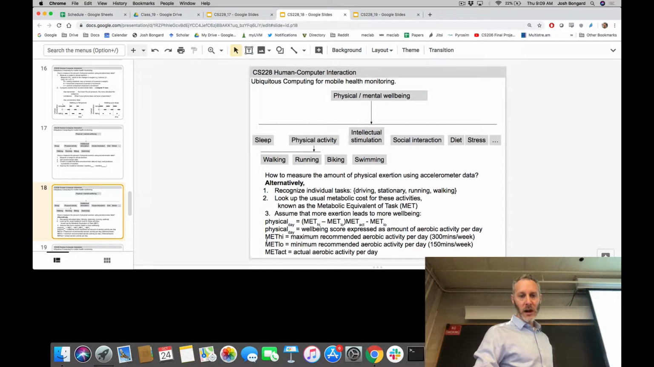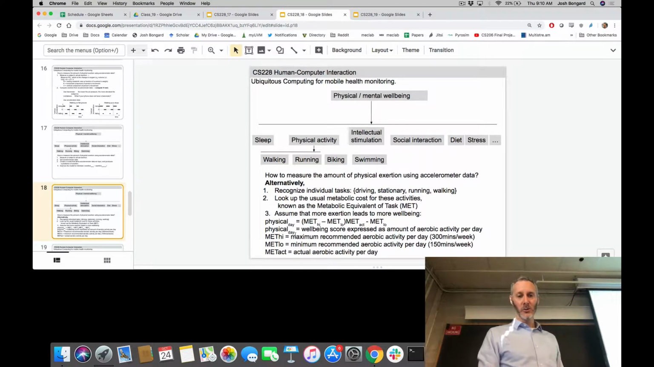They're going to take a metabolic actual aerobic activity per day. And again, this is a little bit misleading. This should not be actual. This is the predicted activity from the accelerometer data. We're going to take high and low, maximum and minimum recommended total aerobic activity per day. In this case, they weren't measuring the actual calories burned per day. They were just asking, was the number of calories burned per unit time above some threshold for how many minutes per week? So you're exercising or you're not.